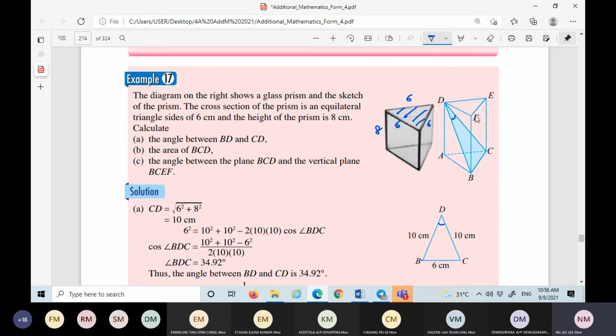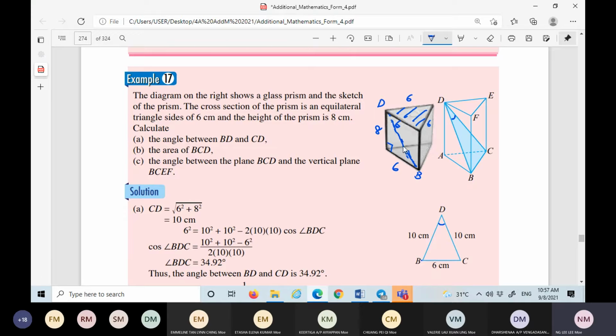BC and DE are the same, because this is a right prism. So here is 6, so here also is 6. And then this side, BD and CD. How to find BD? BD is here. You see? Here is 6, here also is 6.